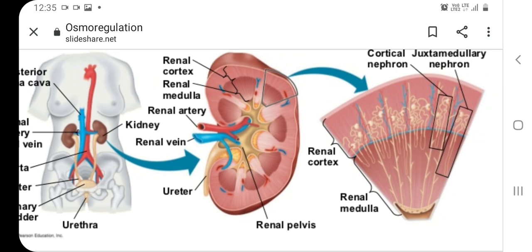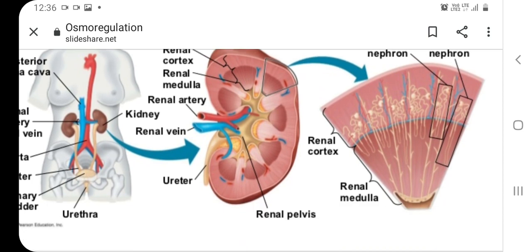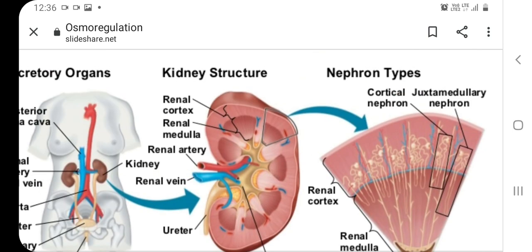The renal medulla is the middle part of the kidney. The renal cortex is the outer region of the kidney. The renal cortex has the nephrons, with the glomerulus embedded in them. The medulla region has the loop of Henle, or tubules of the nephron.